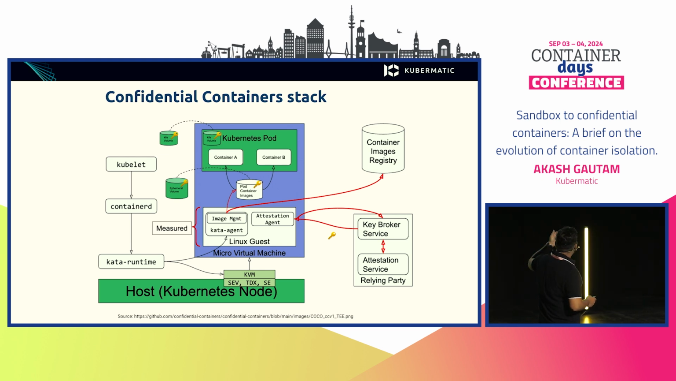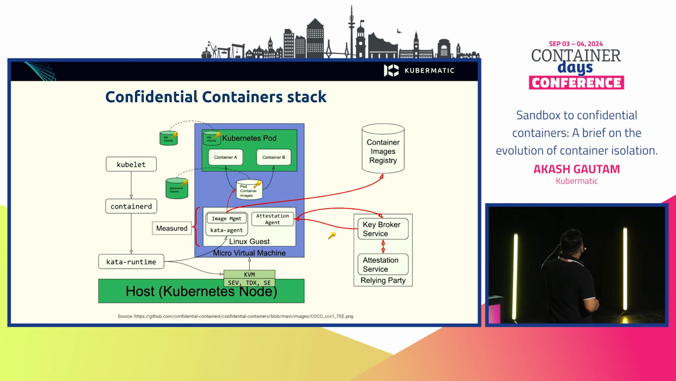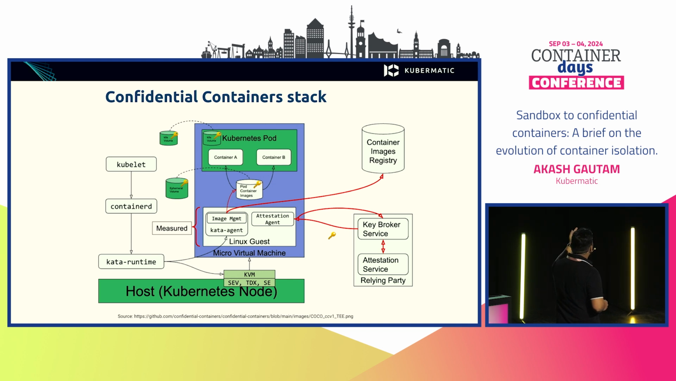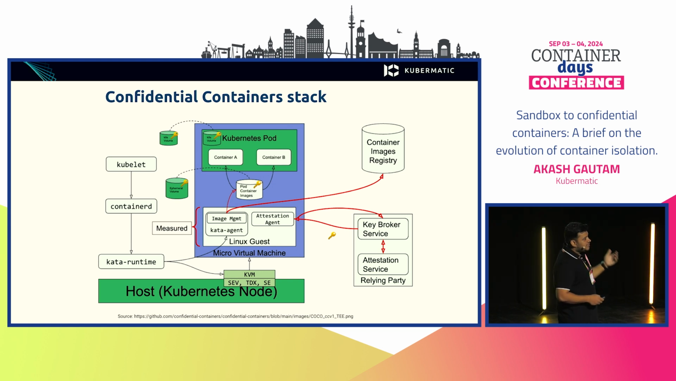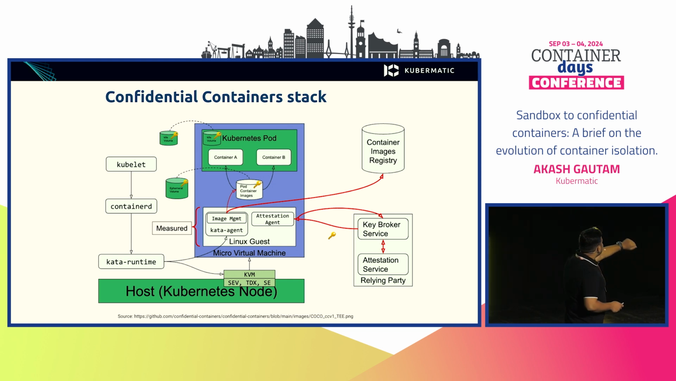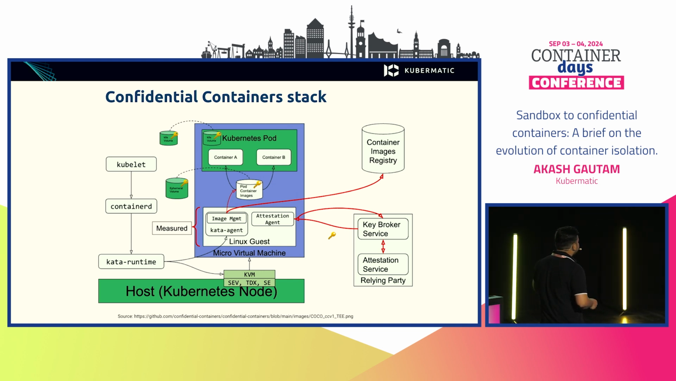So the Kata runtime generates the VM, but it has been extended to support confidential container functionalities. And then there is an attestation agent which runs inside the confidential VM that is created. That attestation agent reaches out to the key broker service to get the keys for running the image. But while requesting the keys, the attestation agent also provides the cryptographic proof which shows the state of this confidential VM. And then the key broker service behind the scenes leverages an attestation service and performs the attestation to confirm that the confidential VM can be trusted.